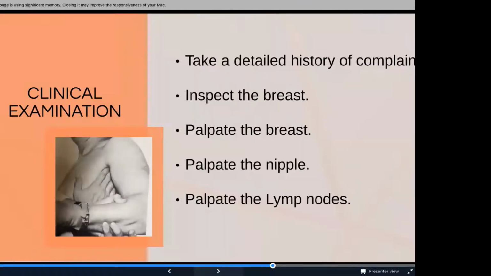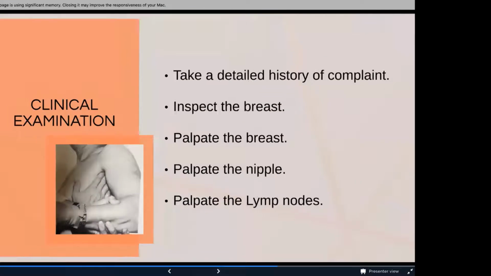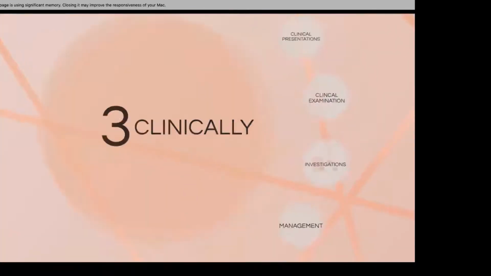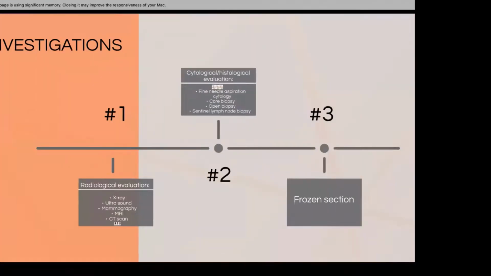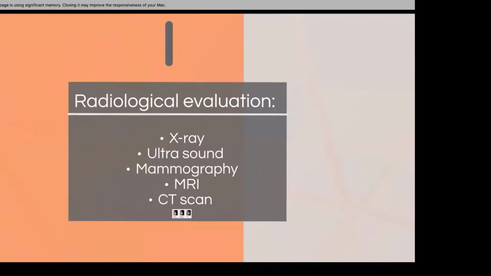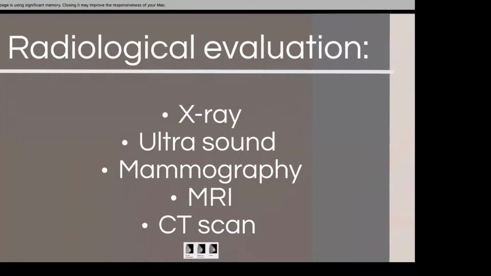For investigations, what type of investigations are you going to do? Okay, radiological evaluations. You're going to do an X-ray. You're going to do an ultrasound, as we mentioned before, just to confirm if it's a cyst. A mammography, you're going to do a medial lateral oblique or craniocaudal.